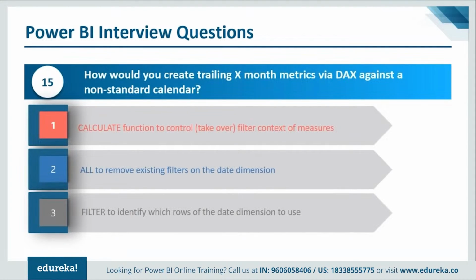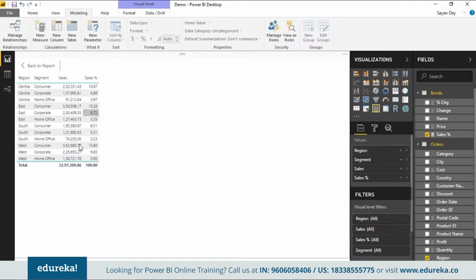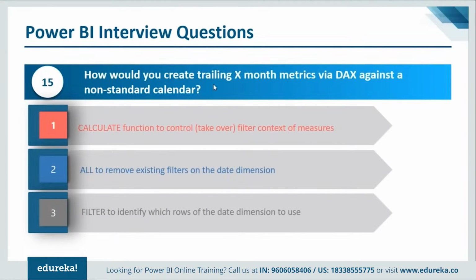Okay, this is one use case I mentioned, but you can obviously use CALCULATE to create trailing X month metrics via DAX. Okay, it's a non-standard calendar, for instance. And you can see what we are doing here as a second step is we are using ALL again to remove existing filters. Okay, remember the concept of ALL is you're still applying the filter context, but the only difference is in ALL what you're saying is you're removing all the filters.